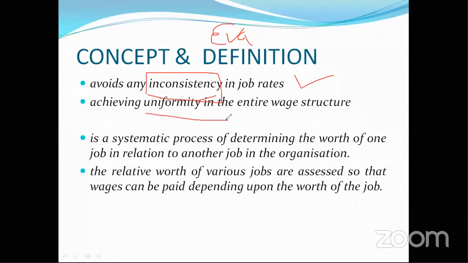So, achieving uniformity in the entire wage structure. In wage structure, wage means not only wage, salary structure also. See, there is a difference between wage and salary. Wage normally we will pay to daily laborers or those who work on a day-to-day basis. And salary we pay to those who work permanently in the organization, or periodically we make payments, generally for 1 month, 2 months, 3 months, or annual packages will be there.